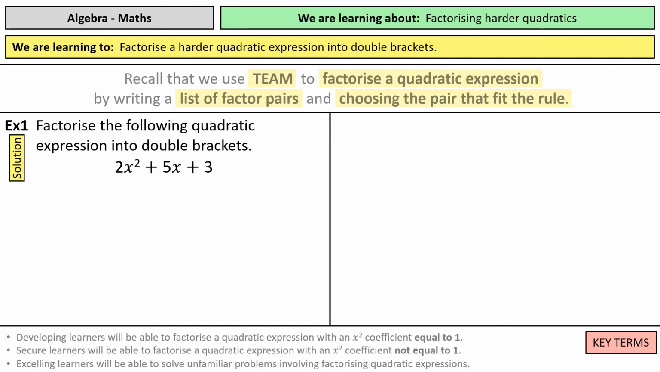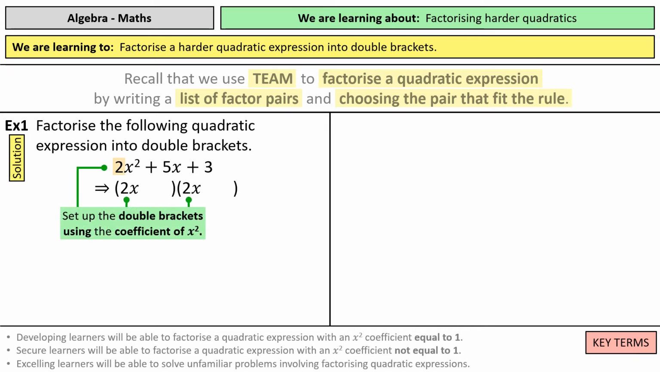Difference number 1: when we set up our brackets, instead of putting x at the start of both brackets, we put whatever the coefficient of the x squared is with an x. So in this case, because it's 2x squared, we put 2x at the start of both brackets, okay? As it says in the green, set up the double brackets using the coefficient of x squared.